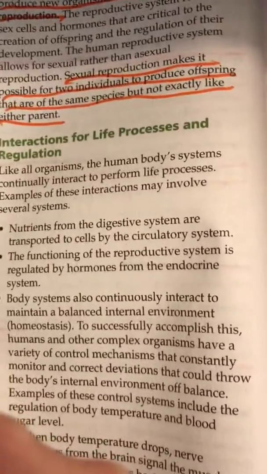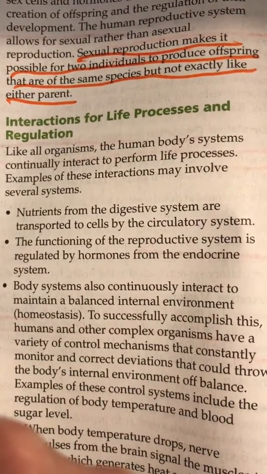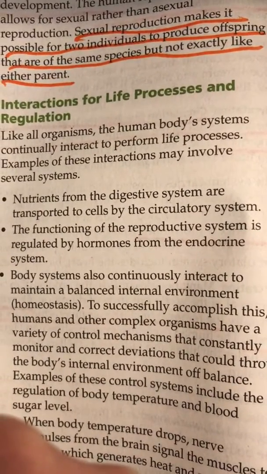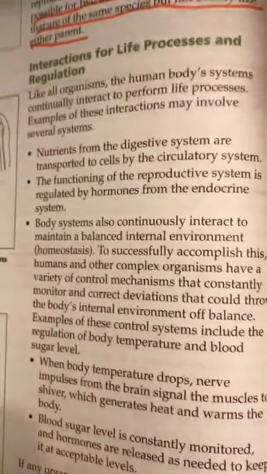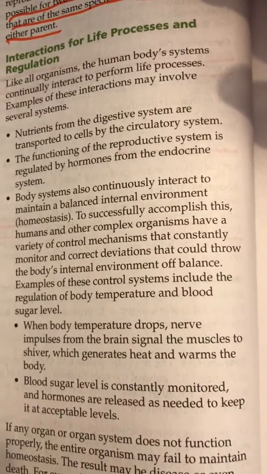Interactions for life processes and regulation. Like all organisms, the human body systems continually interact to perform life processes. Examples of these interactions may involve several systems. Nutrients from the digestive system are transported to cells by the circulatory system. The functioning of the reproductive system is regulated by hormones from the endocrine system.